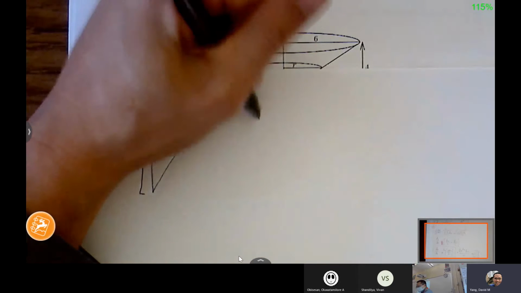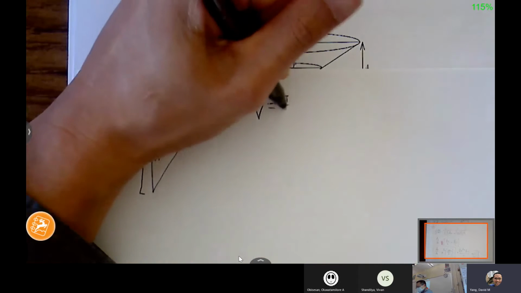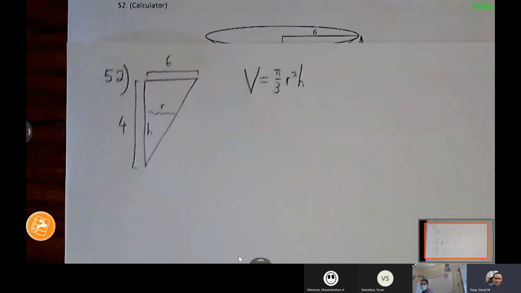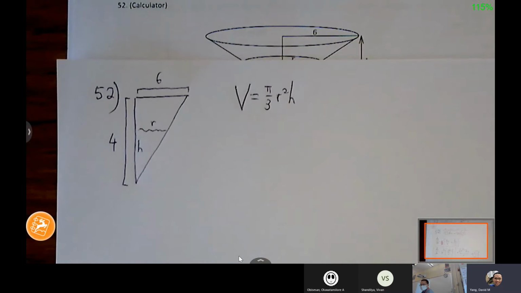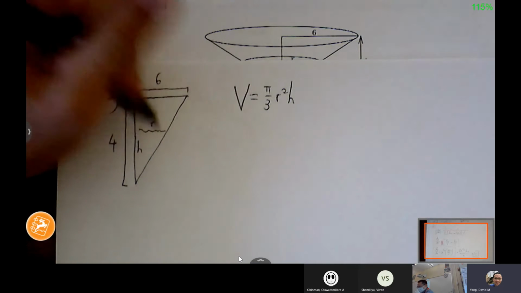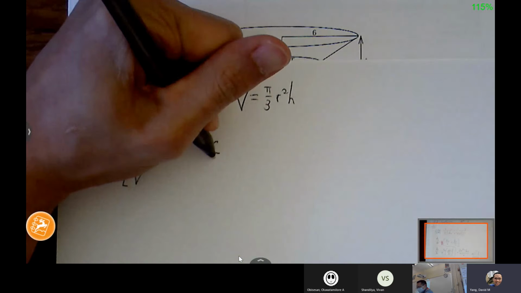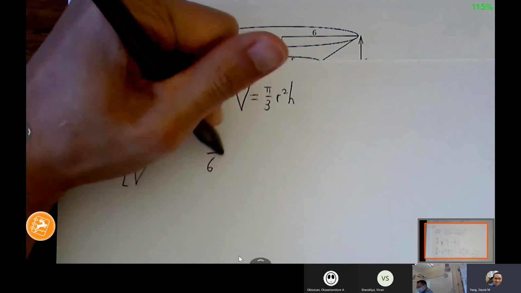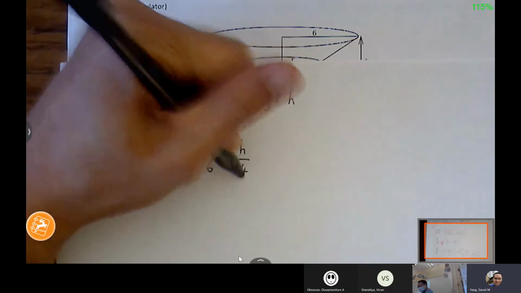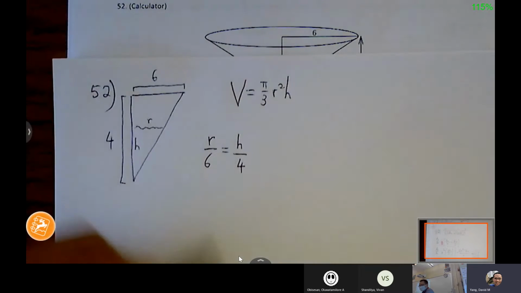Okay. We have our volume formula, which is pi over 3 r squared h. This will be given to you. We know that we can create proportions: the radius of the water level is to the radius of the container as the height of the water level is to the height of the container. And cross multiply.